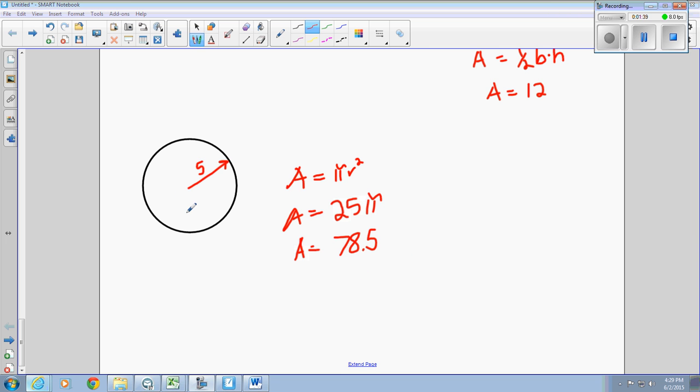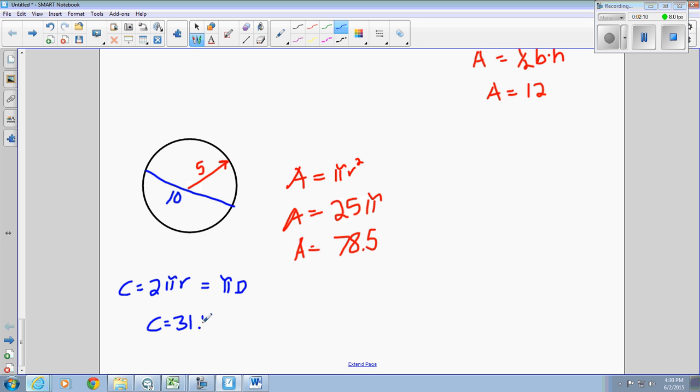If I wanted to know the circumference of this, let's call the diameter 10. If the radius is 5, then the diameter is 10. Circumference, so you can use 2 pi r, or pi times the diameter. If our diameter is 10, the circumference is equal to 31.4. So those are fairly simple reviews.